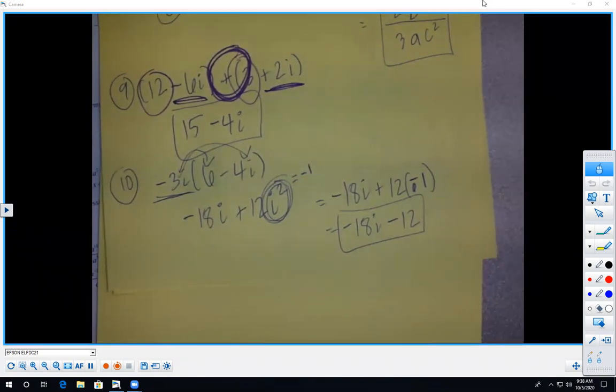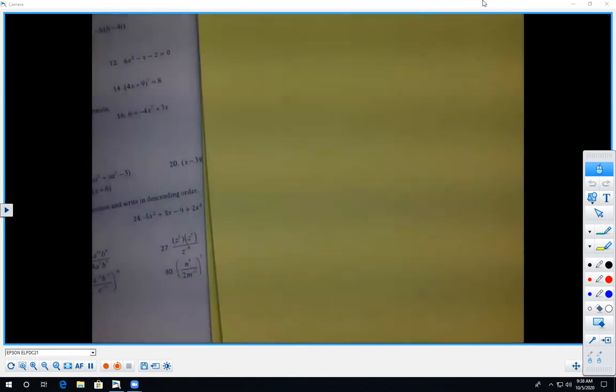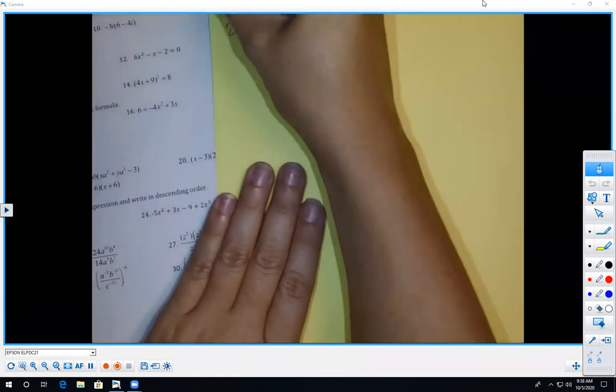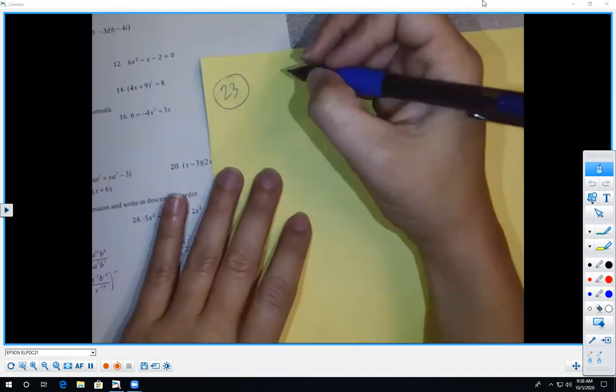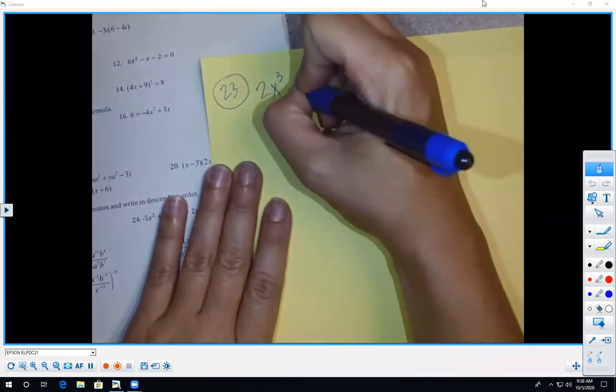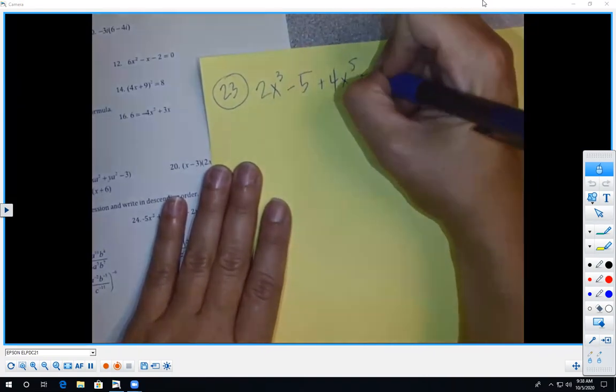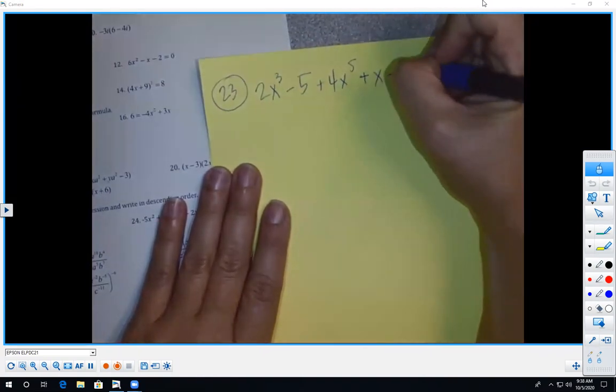Number 23. 23 asks you to write in descending order and to give the degree. So 2x to the third minus 5 plus 4x to the fifth plus x minus 3x squared.